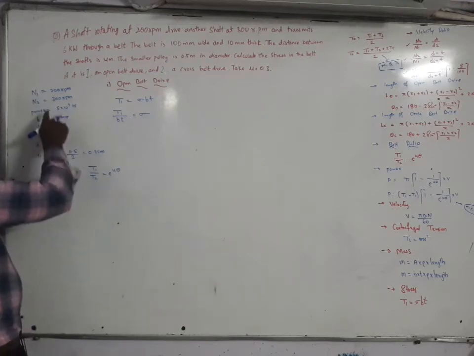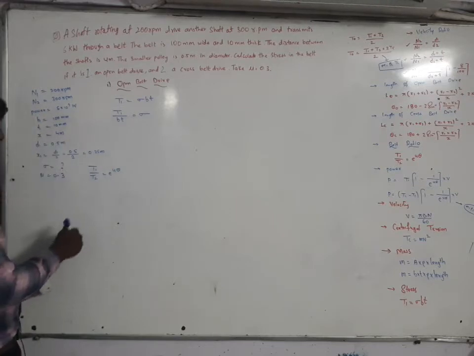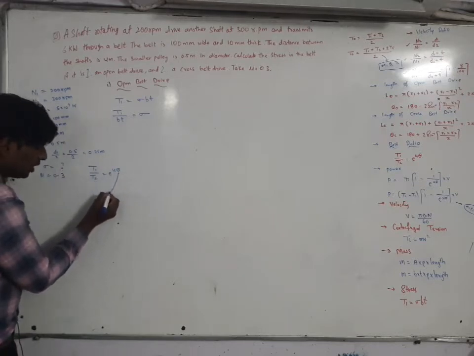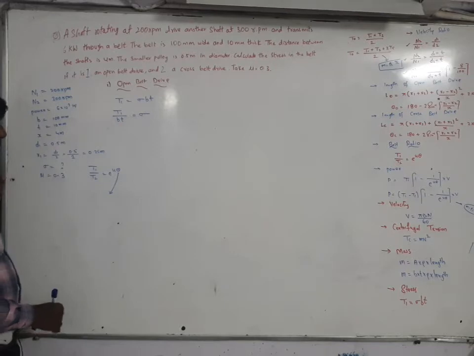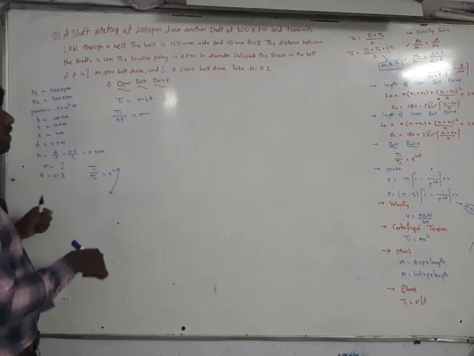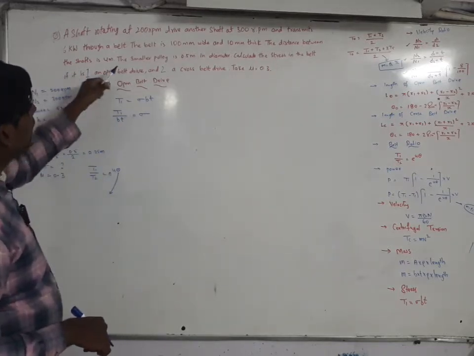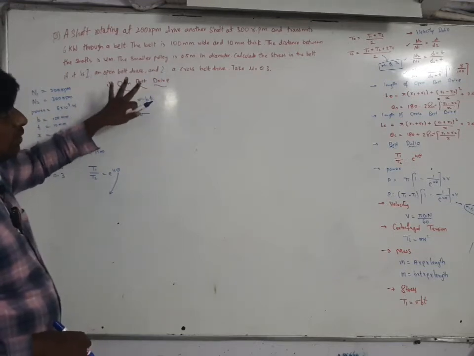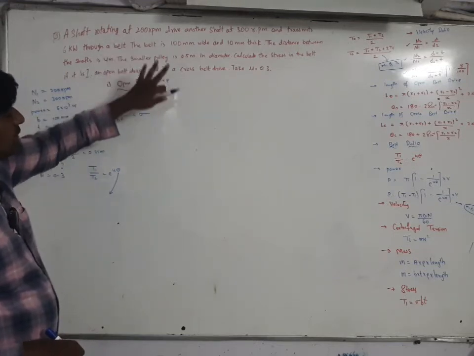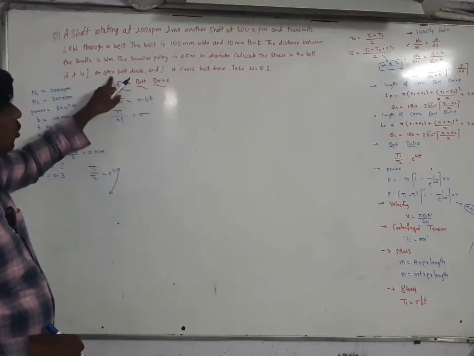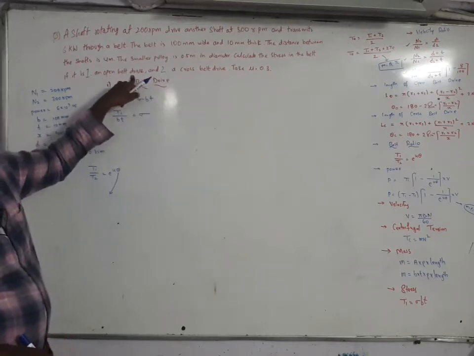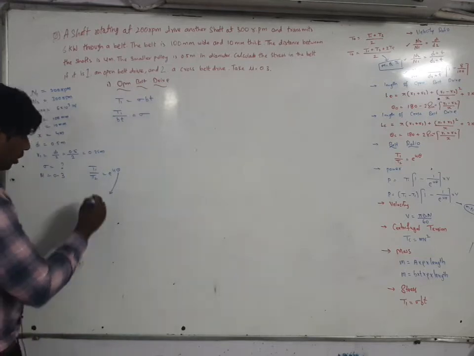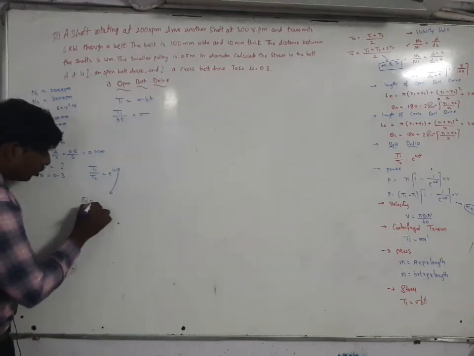Is the theta value given anywhere here? No, the theta value is not given. To find this theta, which belt is this? Open belt drive is there, cross belt drive is there. In the question, cross is not mentioned anywhere. So which one do you have to select? Open belt drive. So you have to find the theta for open belt drive.